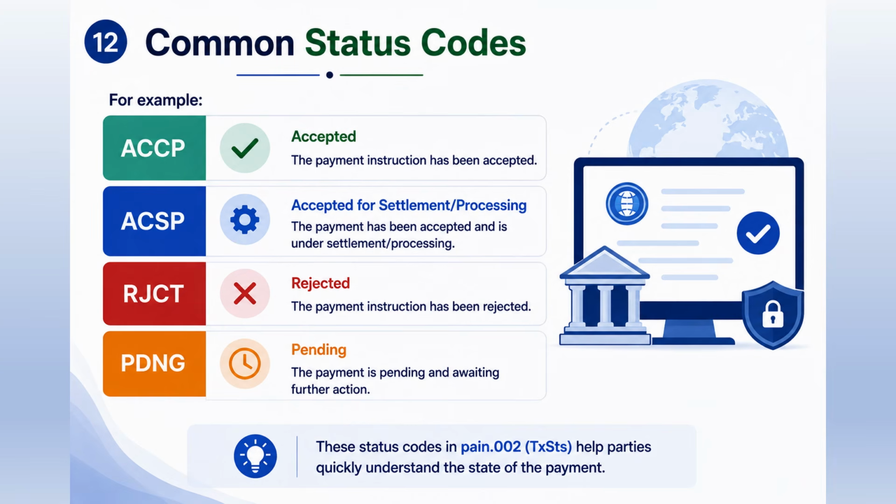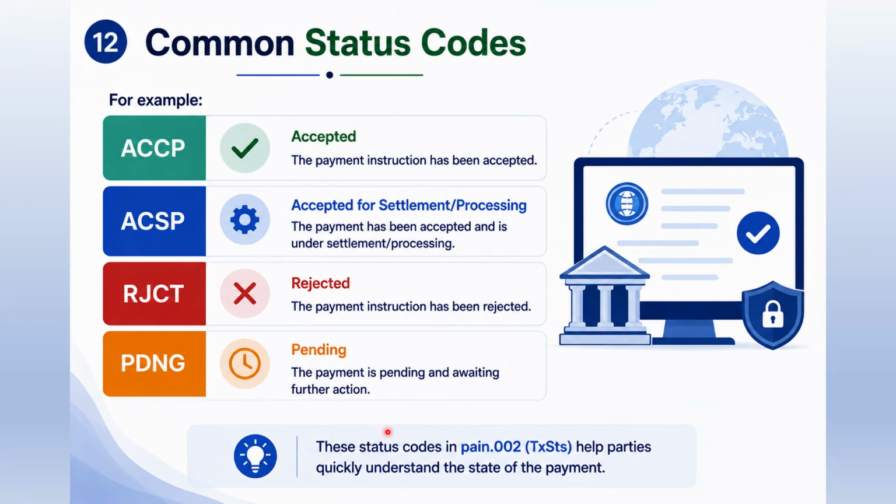Let's look at some commonly encountered ISO 20022 status codes. ACCP means the payment instruction has been accepted. ACSP means it has been accepted for execution or processing. PDNG means the instruction is pending. And RJCT means the instruction has been rejected.